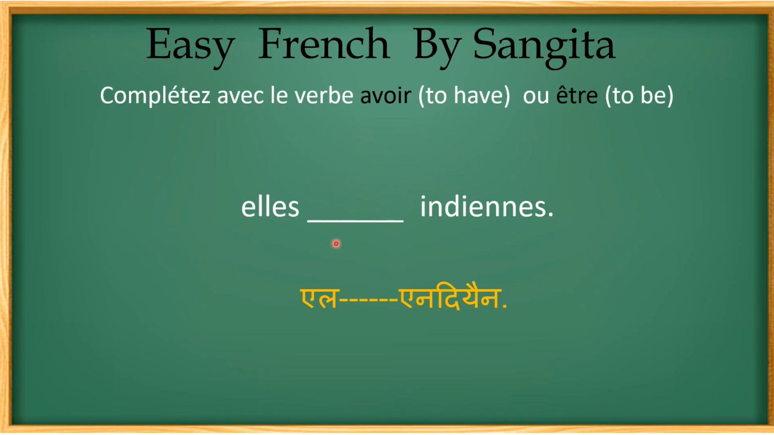Now, ils dash Indians, nationality again. So they dash Indians. So what are you going to fill? They have Indians or they are Indians? So they are Indians. So conjugation of être. So whatever your pronoun is, the conjugation will go accordingly. So ils sont.